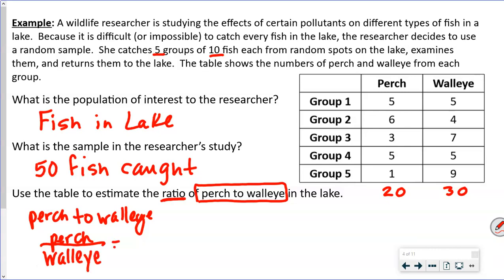Okay, so what we're going to do is take the number of perch, which was 20, over the number of walleye, 30. What's the GCF of both 20 and 30, y'all? 10, right? So this would reduce to 2/3, right? That's one way to express the ratio. Another way to express the ratio is with a colon, 2 to 3. And the third way is the way we express it in words, 2 to 3, okay?